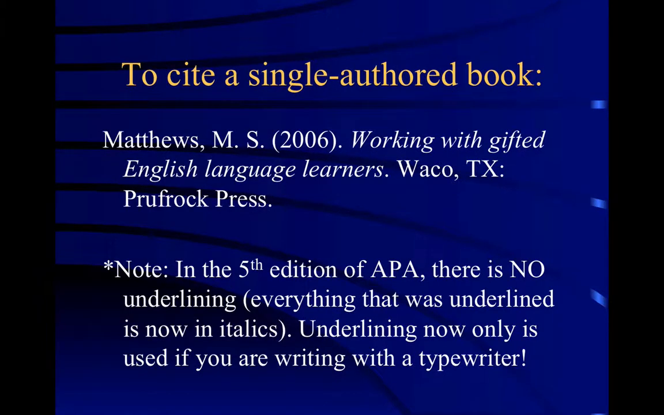So here's an example. To cite a single authored book, you're going to have the last name, their initials, and then the date of publication, and notice there's a period there. Then the title of the book, Working with Gifted English Language Learners, and notice that those are italicized. Also notice that this is the only word that is capitalized, the first word of the title. And then if there's a proper noun, then you will capitalize it as well. There's a period after the title.